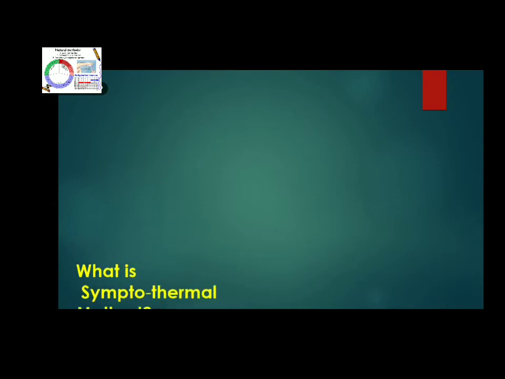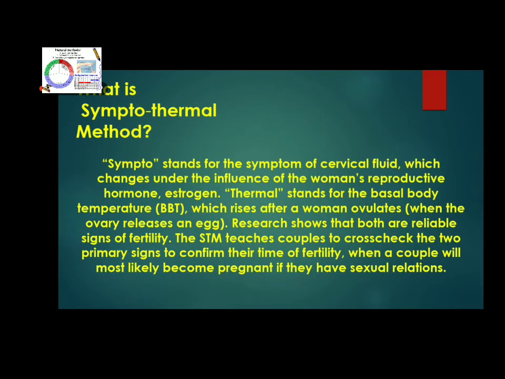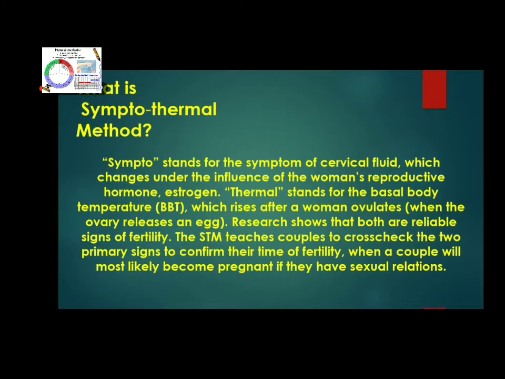Sympto stands for the symptom of cervical fluid, which changes under the influence of the woman's reproductive hormone, or estrogen. Thermal stands for the basal body temperature, or BBT, which rises after a woman ovulates when the ovary releases an egg. Research shows that both are reliable signs of fertility. The STM teaches couples to cross-check the two primary signs to confirm their time of fertility, when a couple will most likely become pregnant if they have sexual relation.